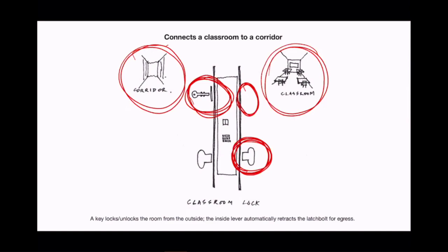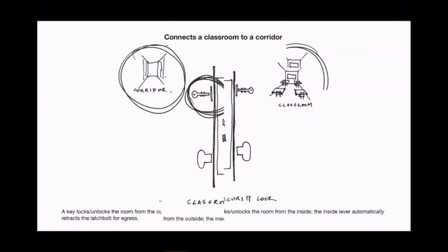Now, as you can imagine, things have changed. I think actually last month was the first month in like 20 years where there wasn't a school shooting. So people are now concerned with school shootings. So now we have a new type of classroom. It's called a classroom security lock, new type of door hardware, and it's pretty much the same thing.